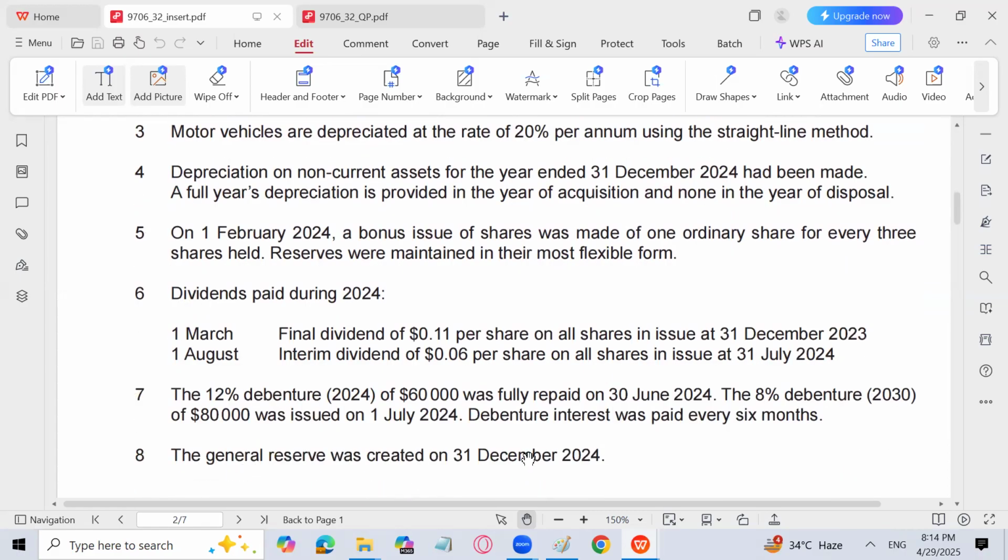The general reserve was created on 31st December. 12% debenture of 60,000 were fully paid on 30th June, and the 8% debenture 2030 of 80,000 was issued on 1st July 2024. Debenture interest was paid every 6 months.